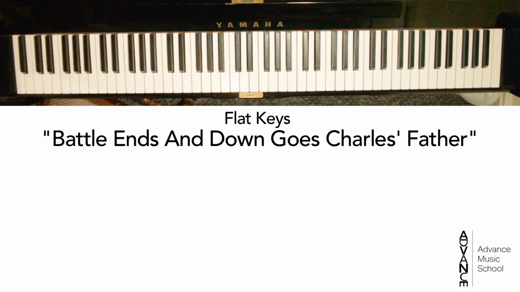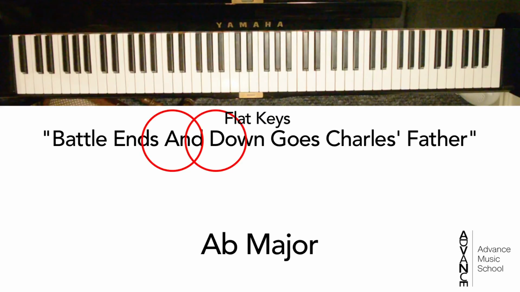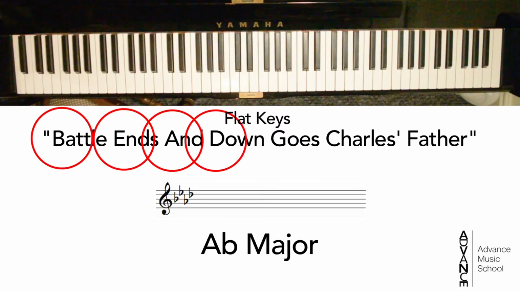In the same way as sharp keys, we can also work backwards to get from the name of the key to how many flats it has. So to work out how many flats A flat major has, we have to go forward one in the rhyme to D flat for down. So we have B flat for battle, E flat for ends, A flat for and, D flat for down. A flat major has 4 flats, which are B flat, E flat, A flat, and D flat.